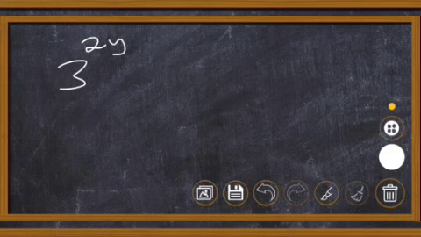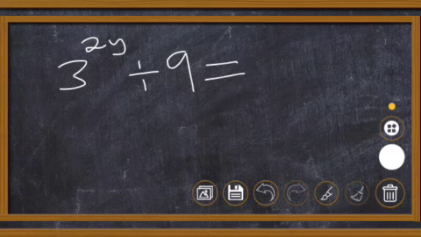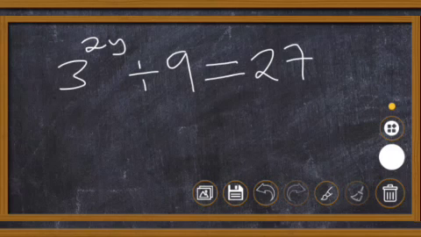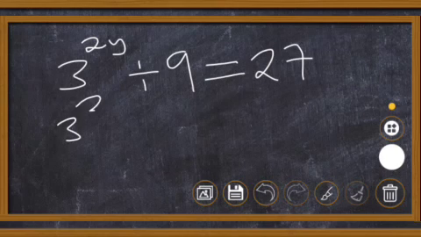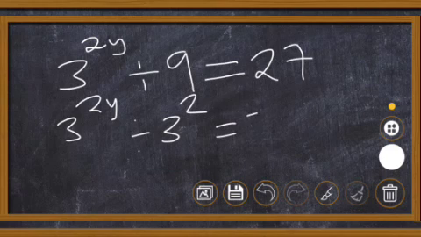Now let's say you have been given an expression where you have 3, let's say 2y divided by, let's say 9. Let's say this is equal to 27. So how can you find the value of y for this one? So here, you can write this having the same bases. We can simplify 9 because 9 is 3 power 2. So it's the same as 3 power 2 equals to 3. 27 is the same as 3 power 3.